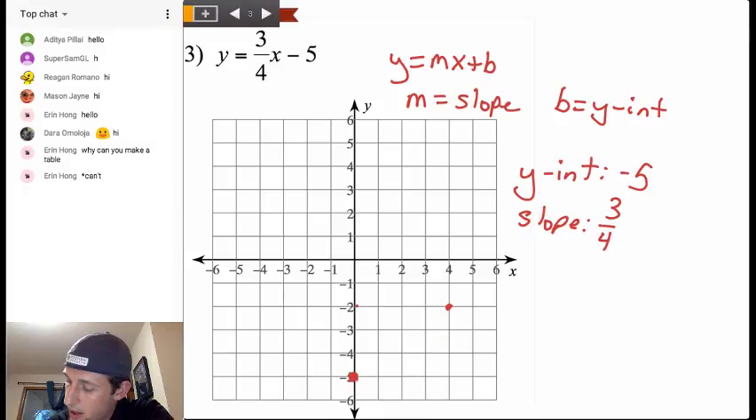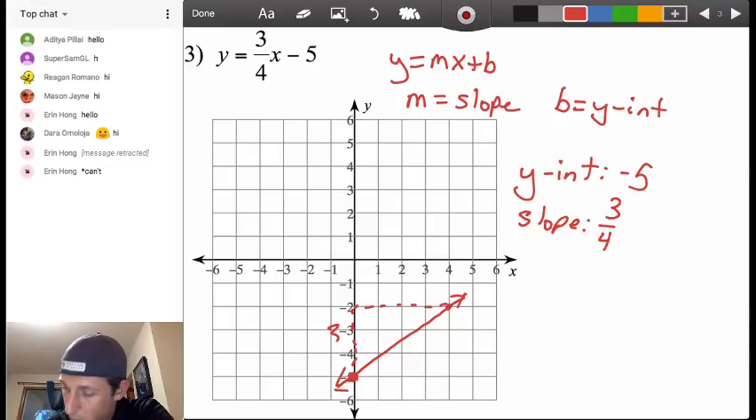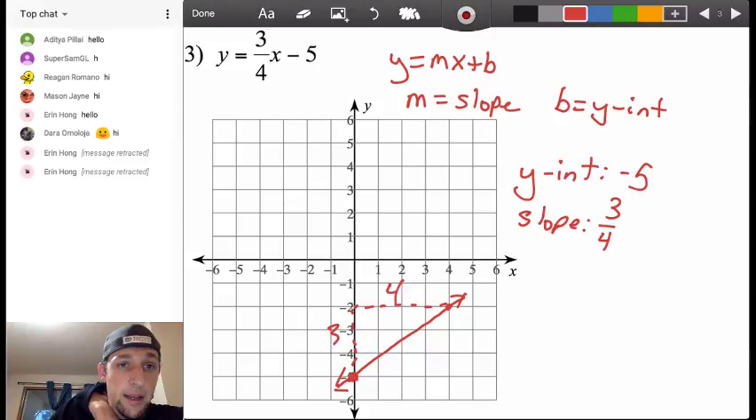It doesn't look like we have a whole lot of room to go the other way, so that's just going to be where we stop. But again, I went up 3 over 4. It's a positive slope, so I see that uphill thing going there.